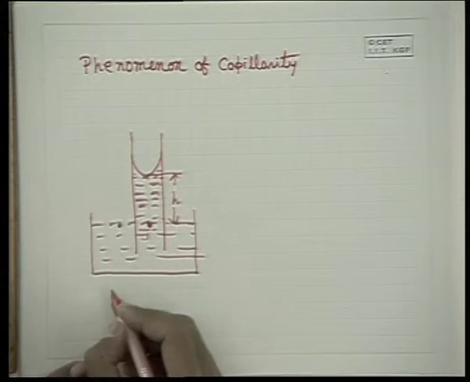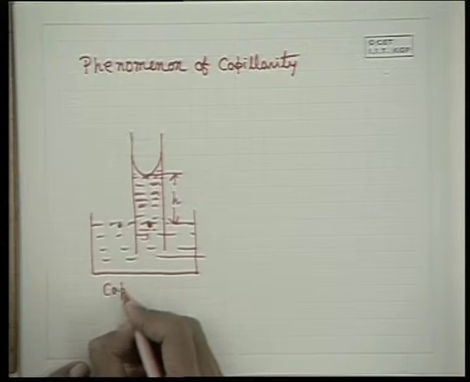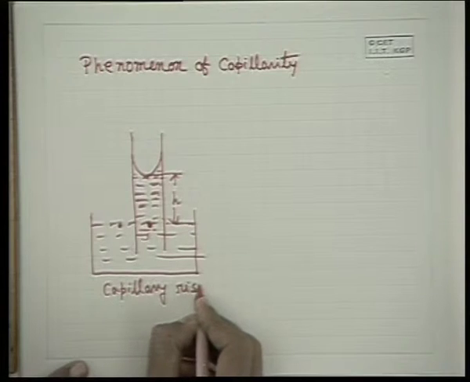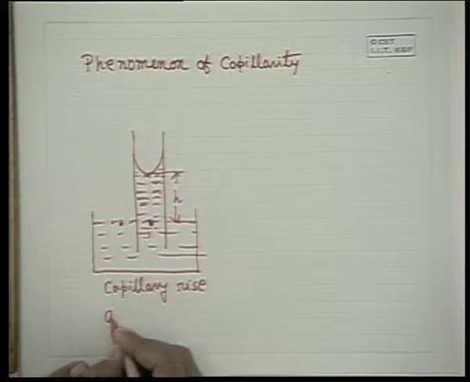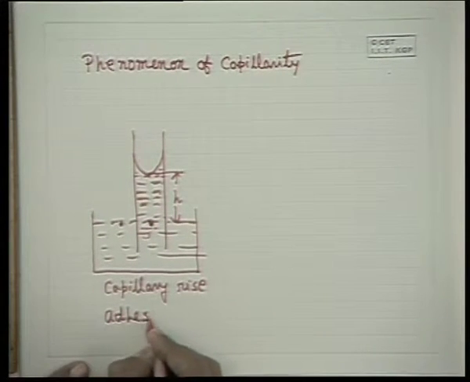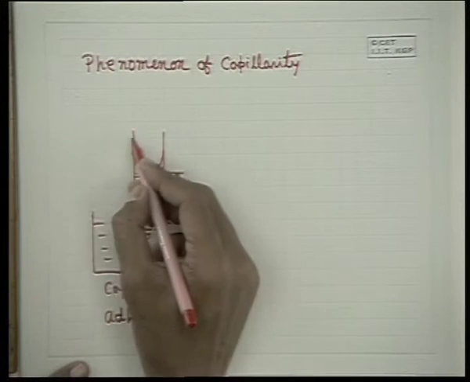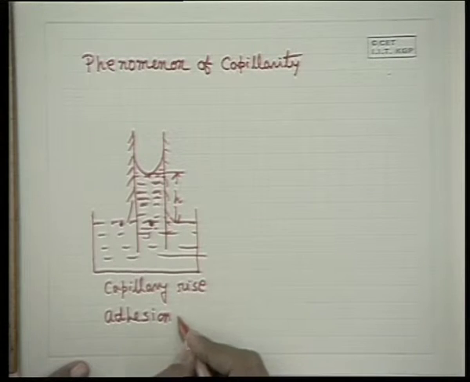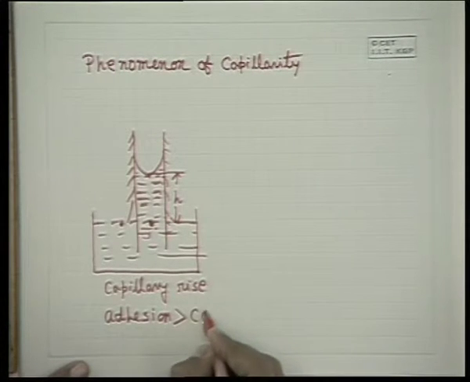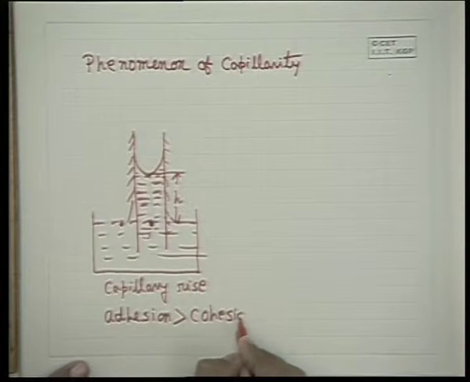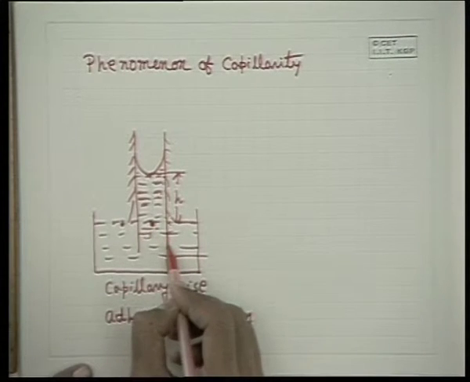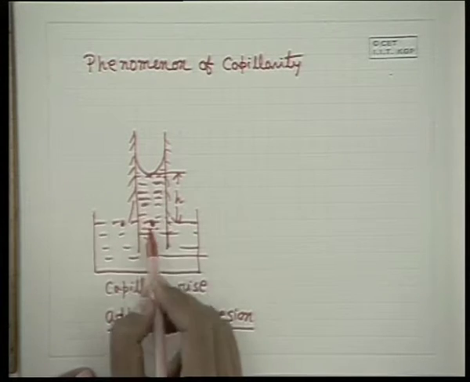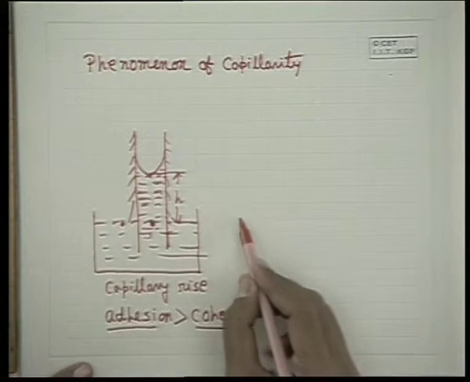So this is known as capillary rise, and this happens to those liquids where the adhesion between the liquid and the solid tube is more than the cohesion. For water in a glass tube, the adhesion is more than the cohesion. So this is marked in the case of water in a glass tube.